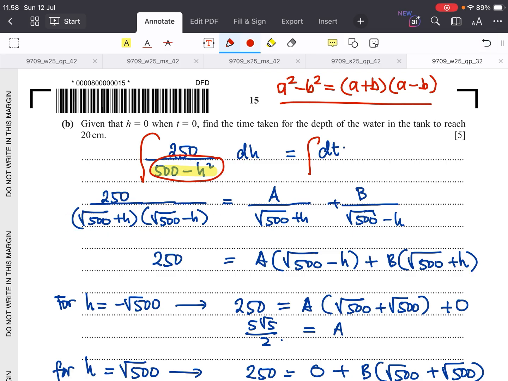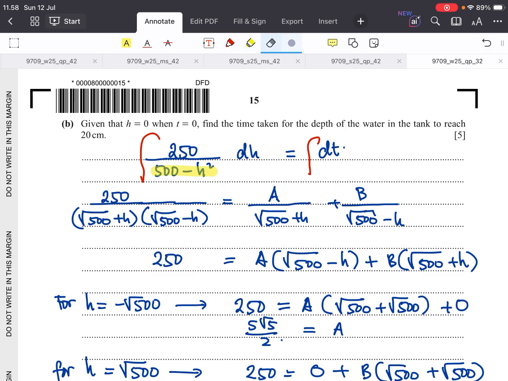And then we will express it into a partial fraction, a over root of 500 plus h, plus b over root of 500 minus h. And then we multiply by this one, both sides. So on the left we have this, and then on the right we have this one.